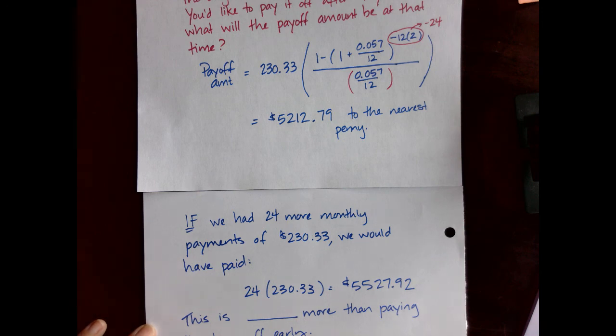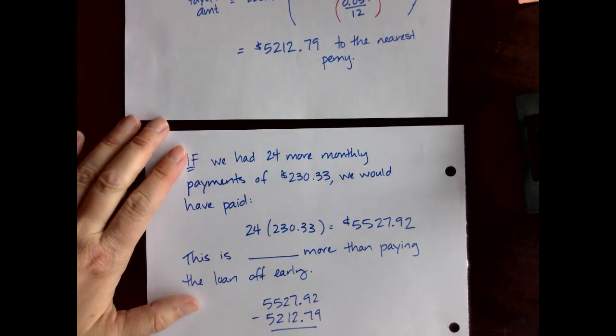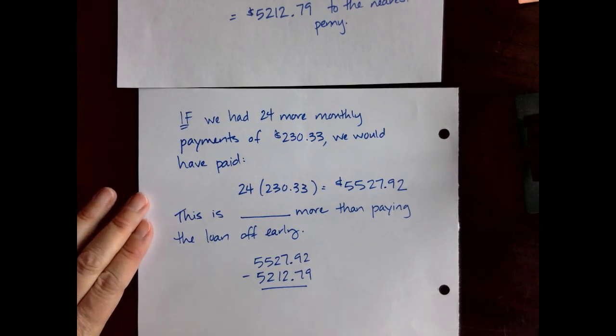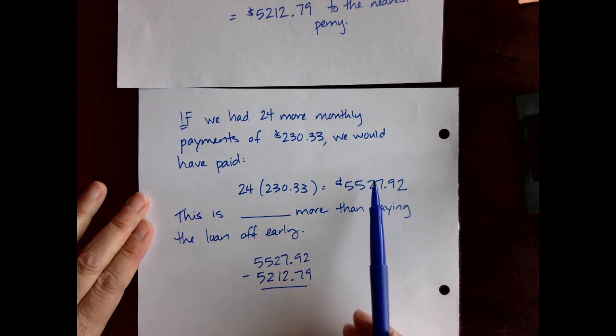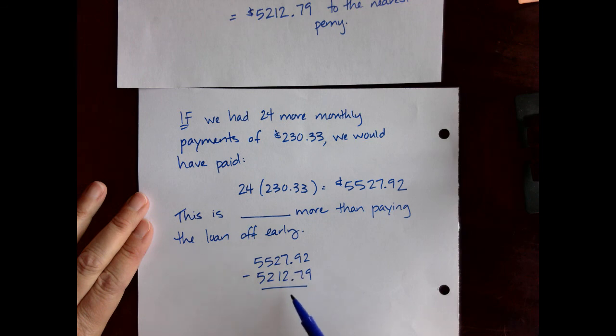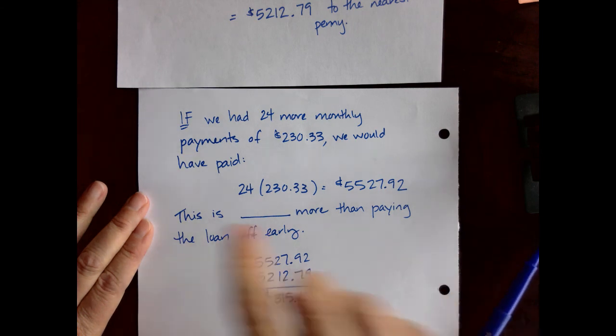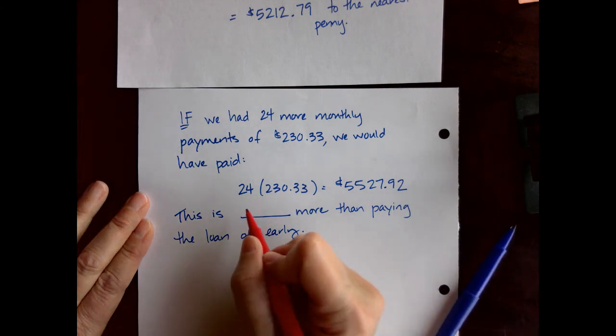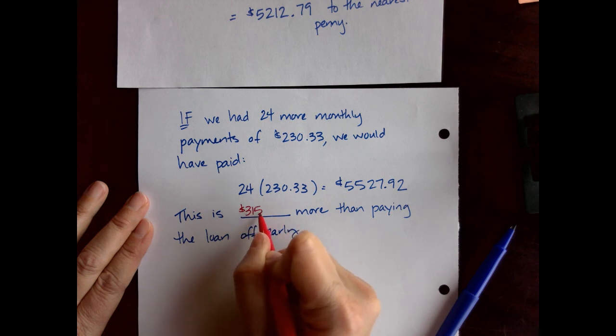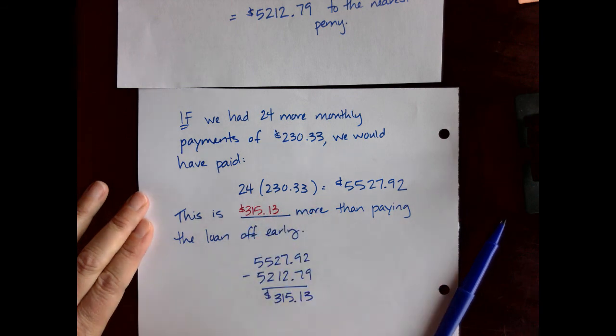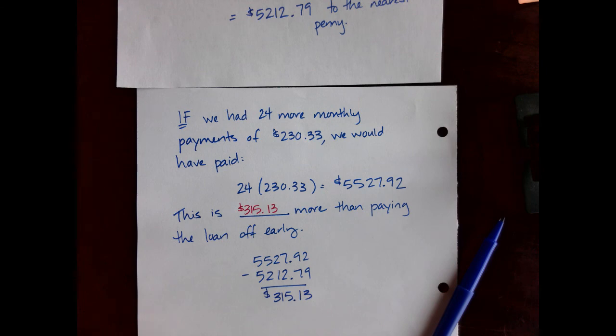Do that subtraction. So backing up a little bit, we were looking for how much more this continuation of all of those payments would be than paying the loan off early. When we do the subtraction, I think we get $315.13. So by paying things off early, we are saving ourselves $315.13 just from working on finding the payoff amount 2 years early.